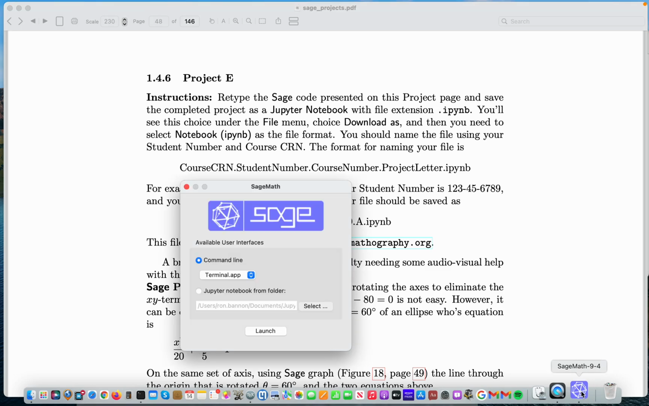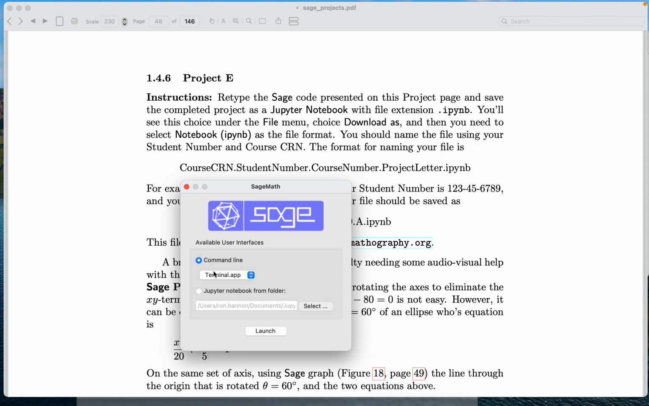Again, there's two ways to run Sage. One is through a command line, which is my preference. And the other preference a lot of people have is with Jupyter Notebooks. The advantage of a Jupyter Notebook is that you're going to have a chance to save the file as a document that could be shared. And that's really nice to have.